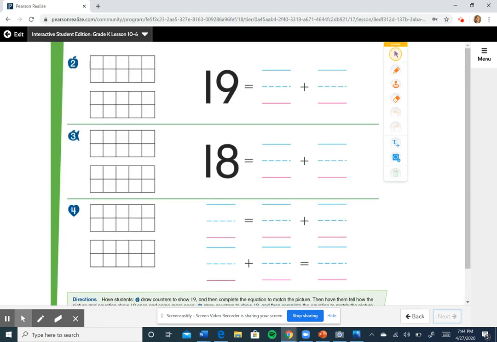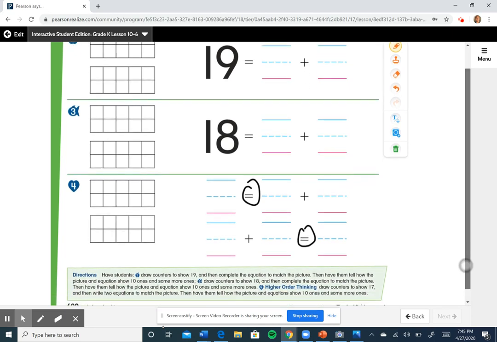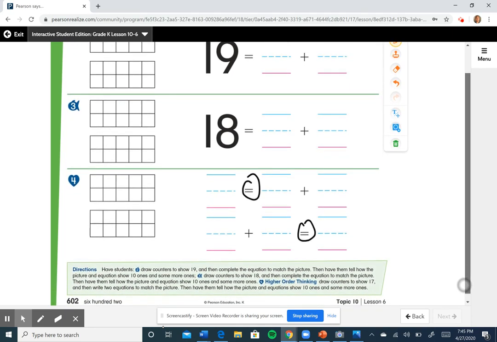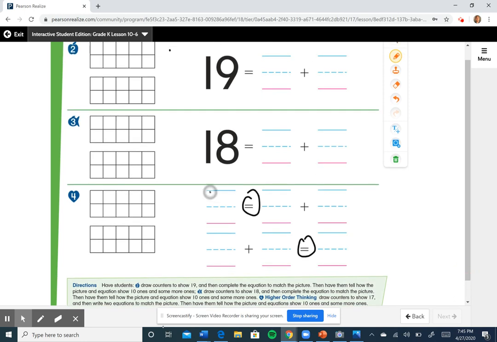We are on the last page. All right, now I want you to try do this one by yourself. Let's do this back page by yourself. So it's the same thing. You need to have 10 ones in this one plus some more equals 19. Same thing for number 3, except you're finding 18. And then down here, look where our equal signs are at. And on number 4, you need to find 17 or show 17.